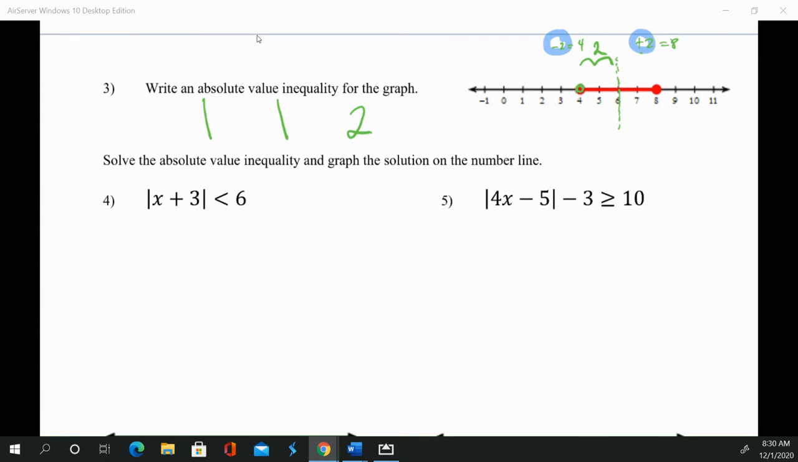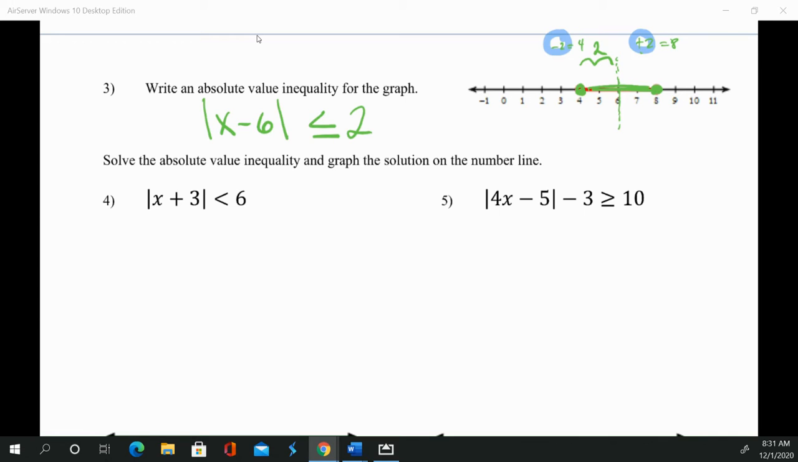Now the endpoints are filled in, and it's graphed as an and, so we know it's less than or equal to. And because we had to add 6 to both 2 and -2, x minus 6 goes in the middle of the absolute value.